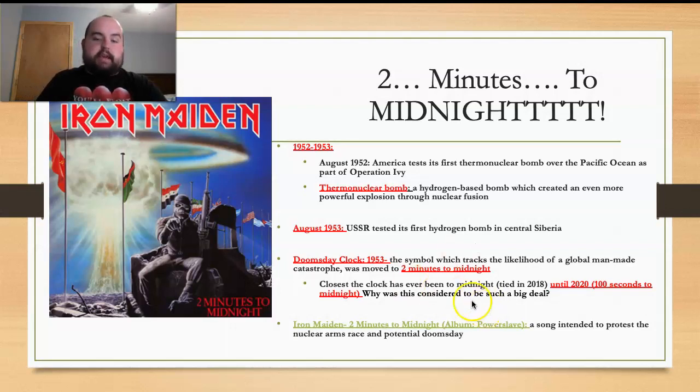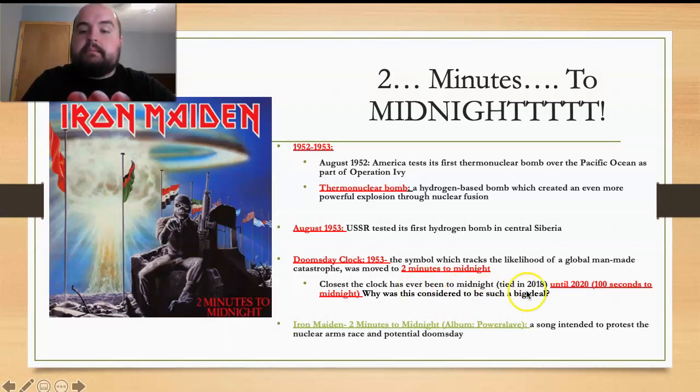Because of this, the Doomsday Clock in 1953 was moved up to 2 minutes to midnight. The Doomsday Clock, for any of you who don't know, is a symbol which traces the likelihood of a global man-made catastrophe. The closer it gets to midnight, the more likely it theoretically is that a doomsday event is going to happen. This was the closest the clock had ever been to midnight. It was tied in 2018, but was actually surpassed in early 2020 of this year, even before the coronavirus, if you can believe it. Feels like forever ago, which at that point was moved to 100 seconds to midnight.